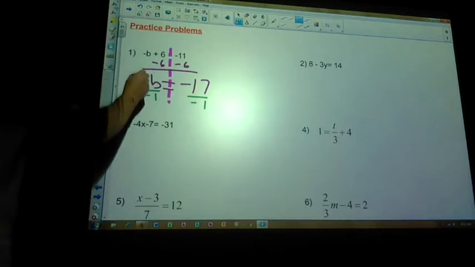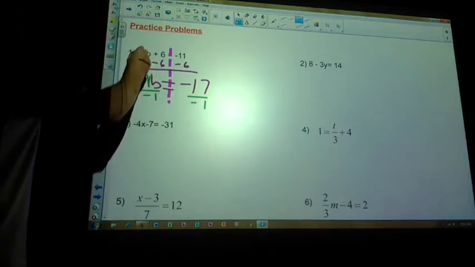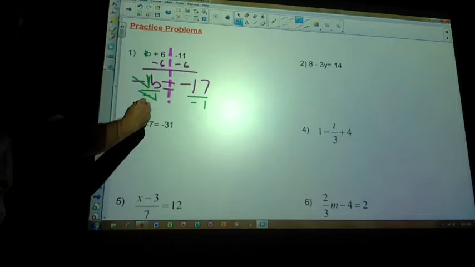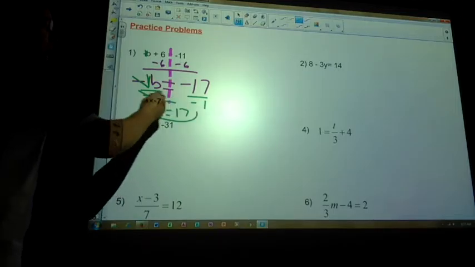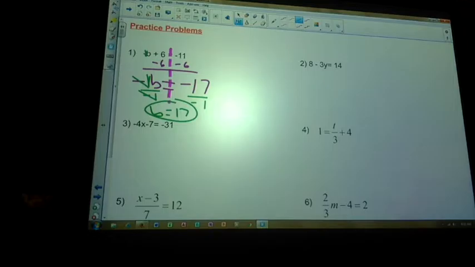Because theoretically, there's a 1 right there, right? There's a 1 sitting right there. So I'm going to go whoop, whoop. And now b is equal to what? 17. -17 or positive? Positive. Done. Love it. All right. Feeling all right?